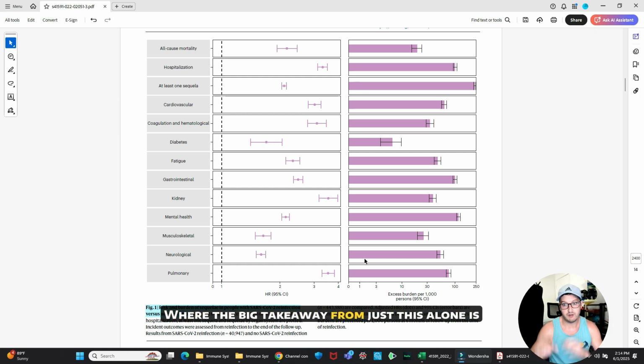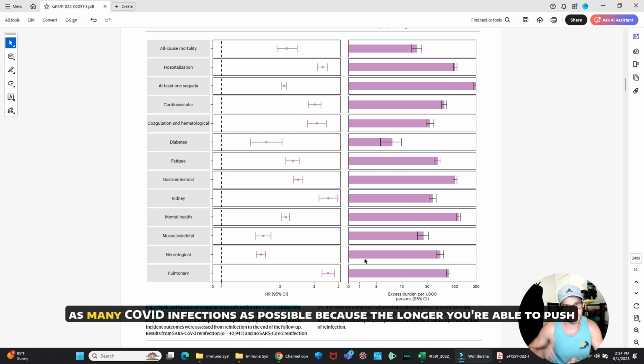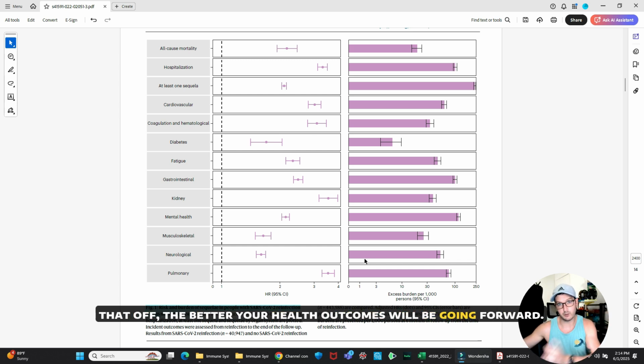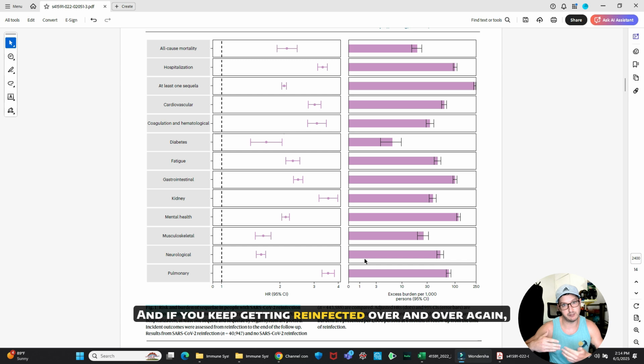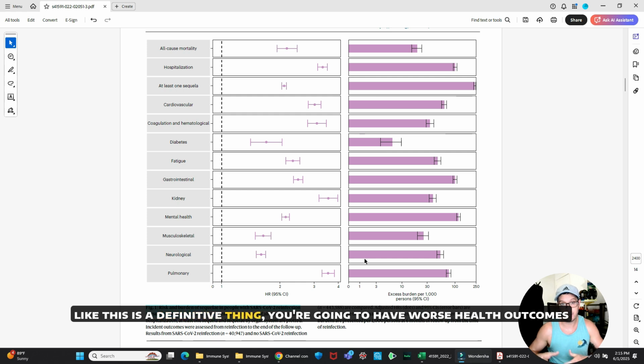The big takeaway from just this alone is that you want to prevent yourself from getting as many COVID infections as possible, because the longer you're able to push that off, the better your health outcomes will be going forward. And if you keep getting reinfected over and over again and you don't do anything about it, then this is a definitive thing, you're going to have worse health outcomes than you would have otherwise.